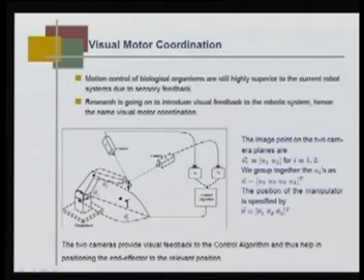So, obviously, what we are interested in is: given the U vector and the target vector T, find theta in steps such that the end point reaches the target point. This is called visual motor coordination.